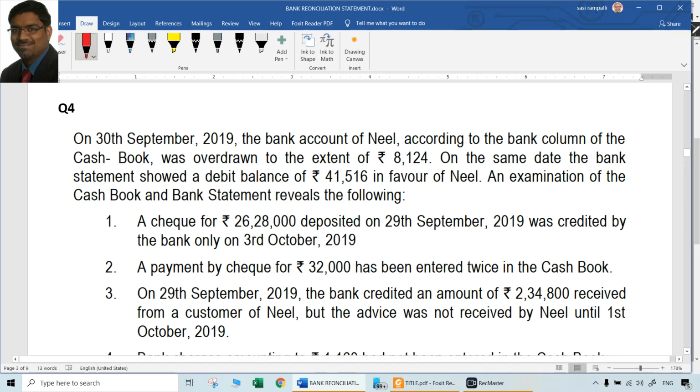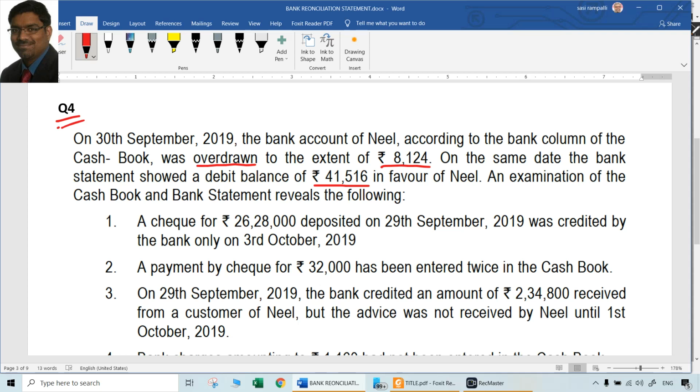Read this question. Question number 4. On 30th September 2019, the bank account of Neil, according to the bank column of the cash book, so the balance that is given is according to the cash book, our books of accounts, was overdrawn to the extent of 8124. On the same date, the bank statement showed a debit balance of 41,516 in favor of Neil.